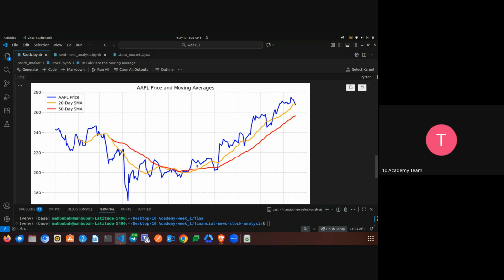So here is our plot. The red one is for the 50-day moving average, and the orange one is for the 20-day moving average. And this one is the Apple price. So we can make our technical analysis from this, and we have different metrics to determine this. We will use all of them to check our price data, to make our technical analysis and financial analysis. Then I will move to the sentiment analysis.